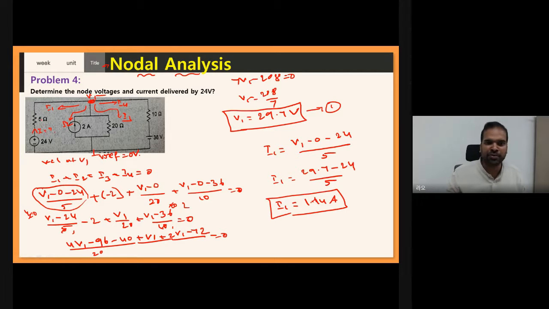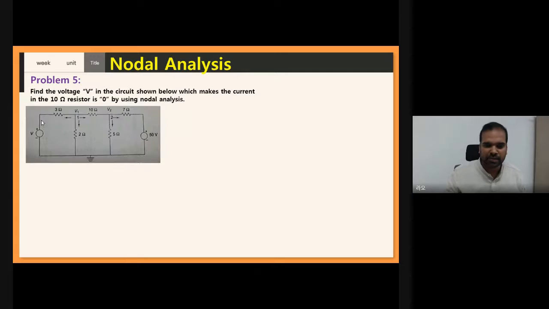Clear? This is our problem number 4. And now another problem. Here, it is a little bit different than our previous problems. Now here, first you need to find node voltages. Another thing you need to find is the voltage V. Here they didn't give any voltage, they have simply written V. But what would be the condition? Find the voltage V in the circuit shown below, which makes the current in the 10 ohm resistor 0.